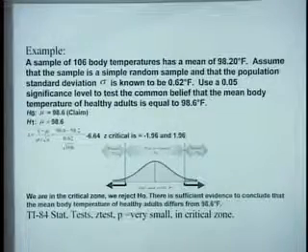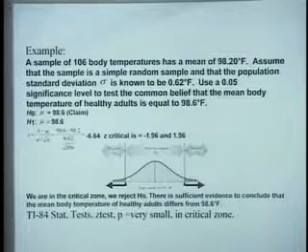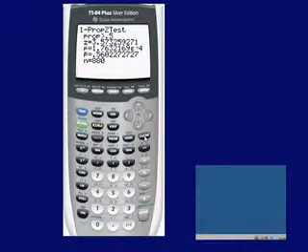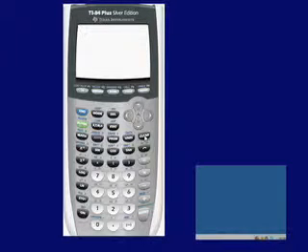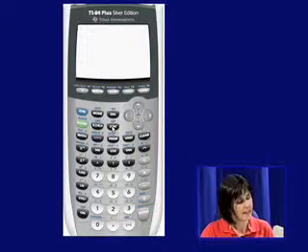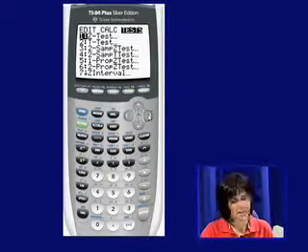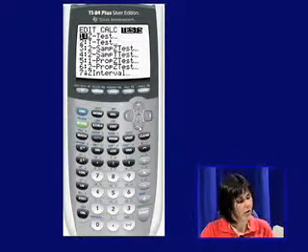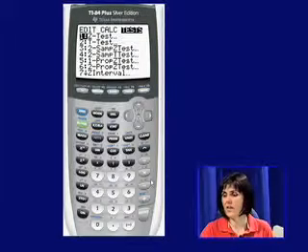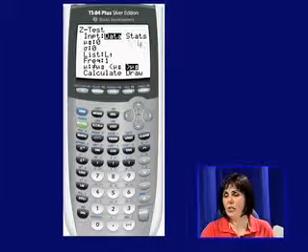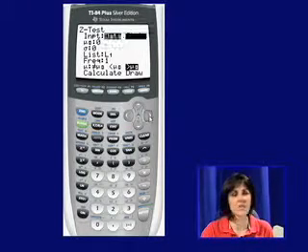Let's say I want to do the same problem using the p-value method, using my calculator. So let's go to the calculator. I'm going to clear everything. We are going to go and do the stat. And we are going to go to tests. And this time, we are going to pick the z-test. When you pick that, you have an option of entering either data or statistics. In this case, I will enter the statistics.